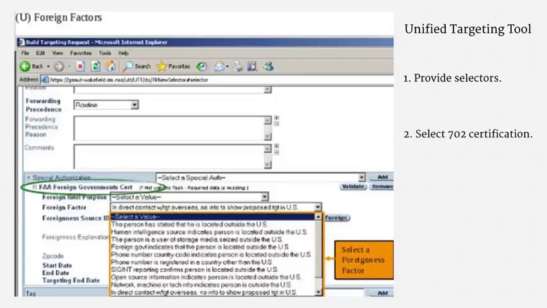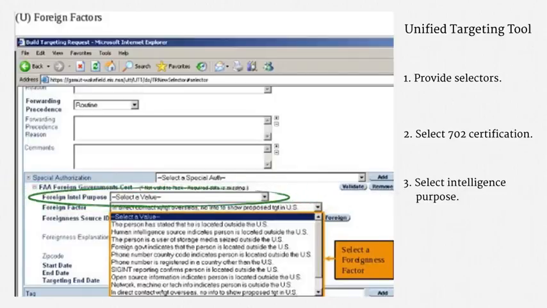Here, an analyst has selected the certification related to foreign governments, factions, entities, or political organizations. That's a pretty broad certification. I should note that 2 other certifications have been leaked, and they cover terrorism and weapons of mass destruction. Recall that Section 702 requires a foreign intelligence purpose for surveillance. So the analyst selects the purpose from a drop-down menu.